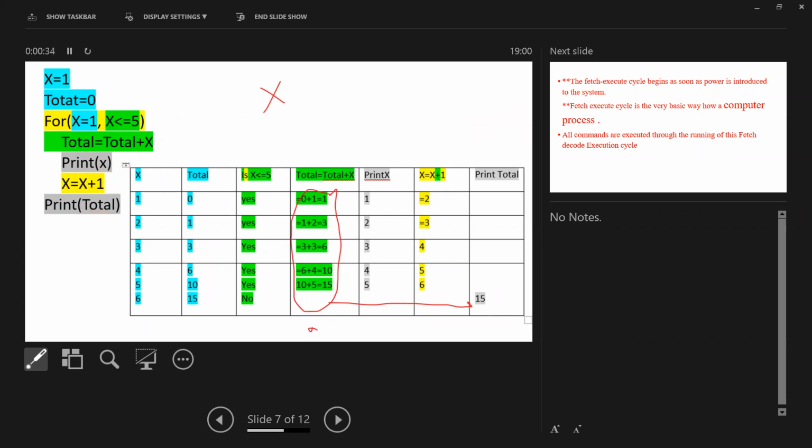So here, starting X is equal to 1, the total 0. Is X lesser than 5? Yes. Then X is equal to 0 plus 1 equals 1. Print X. Then X is equal to X plus 1, then it becomes 2. So that 2 is going here. Then total is 1. Then you will get, is X lesser than 5? Yes. Then 1 plus 2.